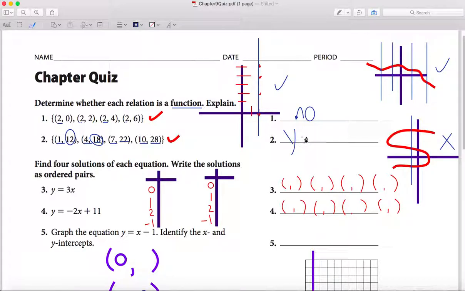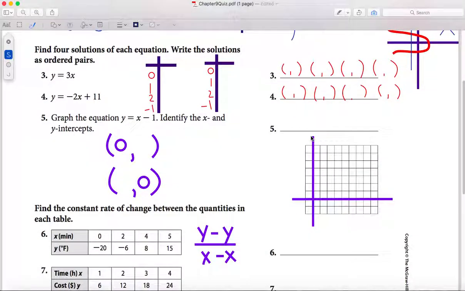Okay, and your explanation could be because it passes the vertical line test, or you could say each domain has exactly one range. Both of those would be acceptable explanations. For numbers 3 and 4, it says to find 4 solutions for each equation and write those solutions as ordered pairs. Typically, when I am picking numbers for x, I choose 0, 1, 2, and -1.